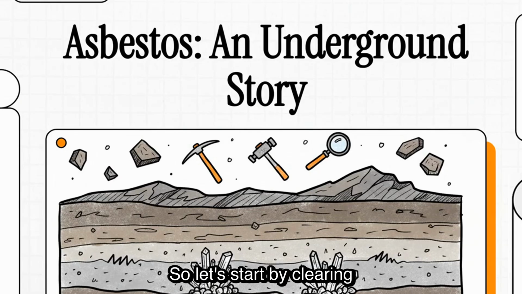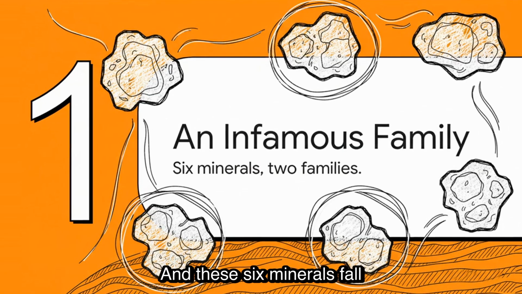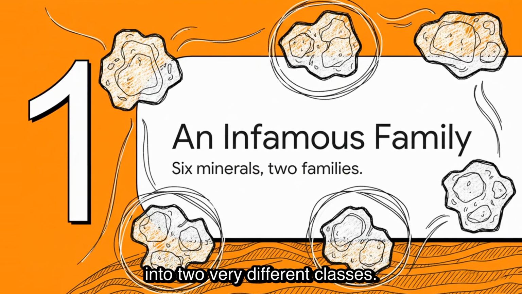So let's start by clearing something up. Asbestos is not a single thing. It's an umbrella term for 6 distinct naturally occurring silicate minerals, all made up of long, thin, fibrous crystals. And these 6 minerals fall into 2 very different classes.